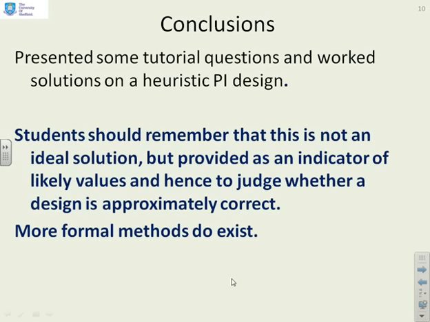So in conclusion, we've been given some tutorial questions with second order systems and analysing the heuristic PI design and how it might help us. But students are reminded this heuristic is not an ideal solution. It's an indicator of where you would expect your PI parameters to be, so that if you're a long way out, you should be able to spot it.